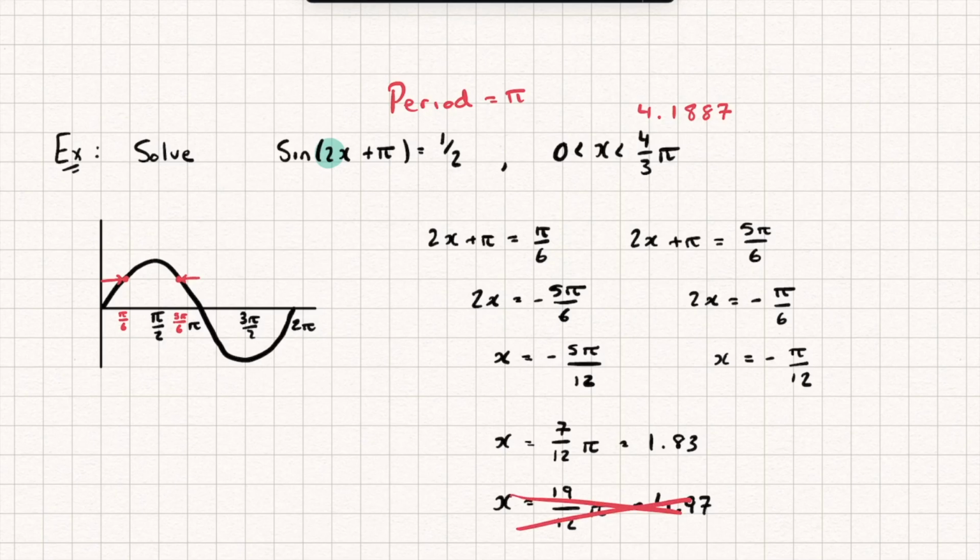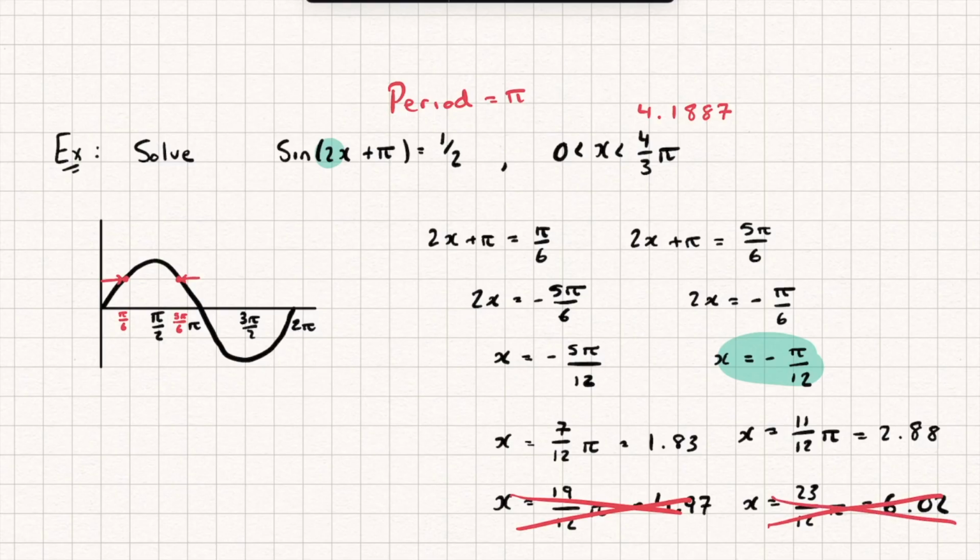Let's now go to the other solution we got, this one here, negative pi over 12, and let's add pi onto it, and that gives me x equals 11 over 12 pi, which as a decimal is equal to 2.88 radians, so that's all good. If we add pi on again, I get x equals 23 over 12 pi, which as a decimal is equal to 6.02, which again is too big, so I'll reject that solution, and you can see we end up with just two valid solutions for this equation, x equals 7 over 12 pi and x equals 11 over 12 pi.